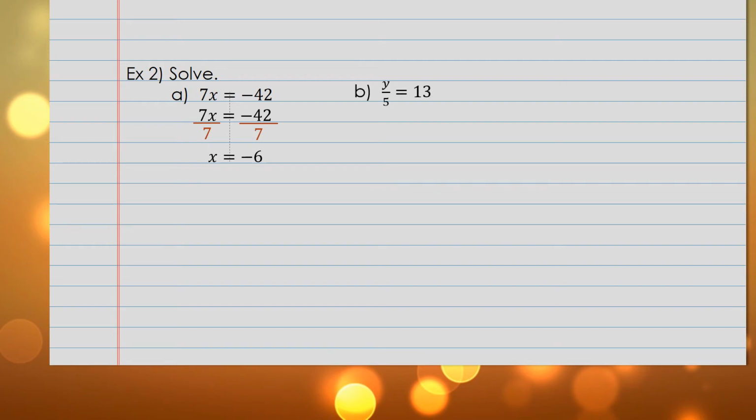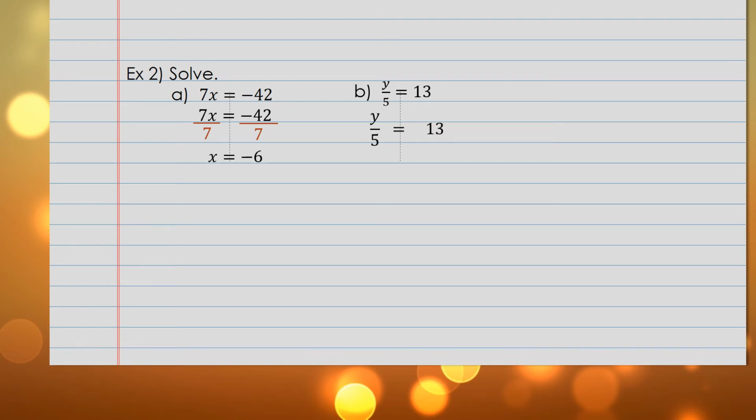For B, we have y over 5 equals 13. Again, I draw my line at the equal sign. Now, identify the side that the variable happens to be on. Is it on the left or the right? Well, it is on the left.